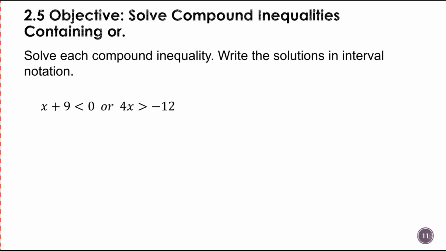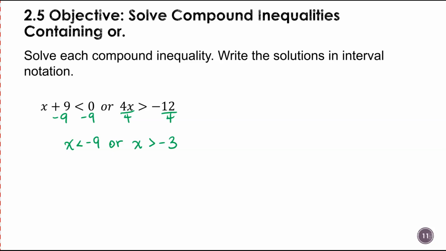So here's some more solving compound inequalities. And on this one, we're solving and writing the solutions in interval notation. And so first we solve. So we subtract 9 on both sides. So x is less than -9. Or we're dividing by 4 to solve. X is greater than -3.